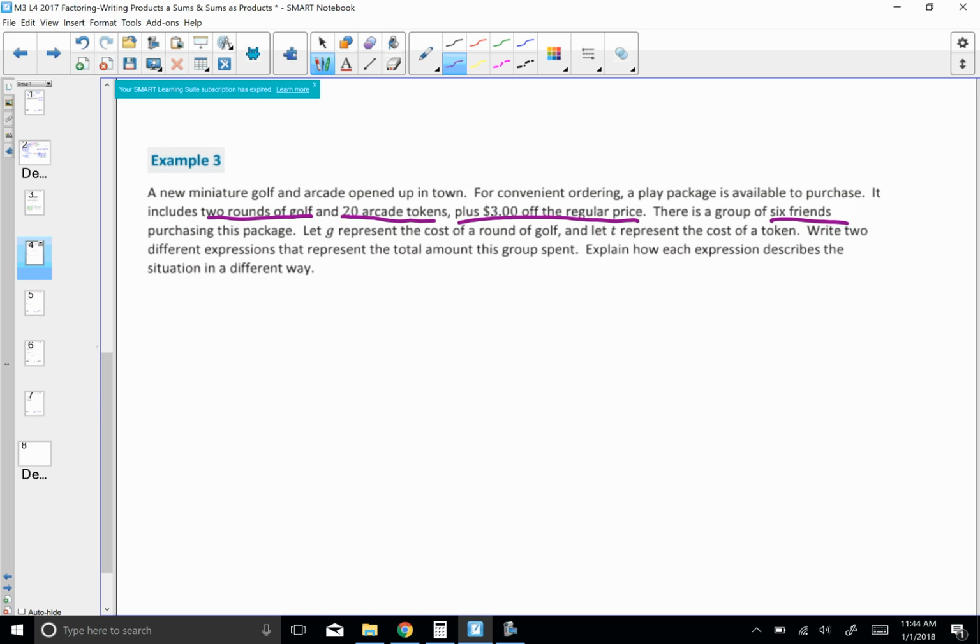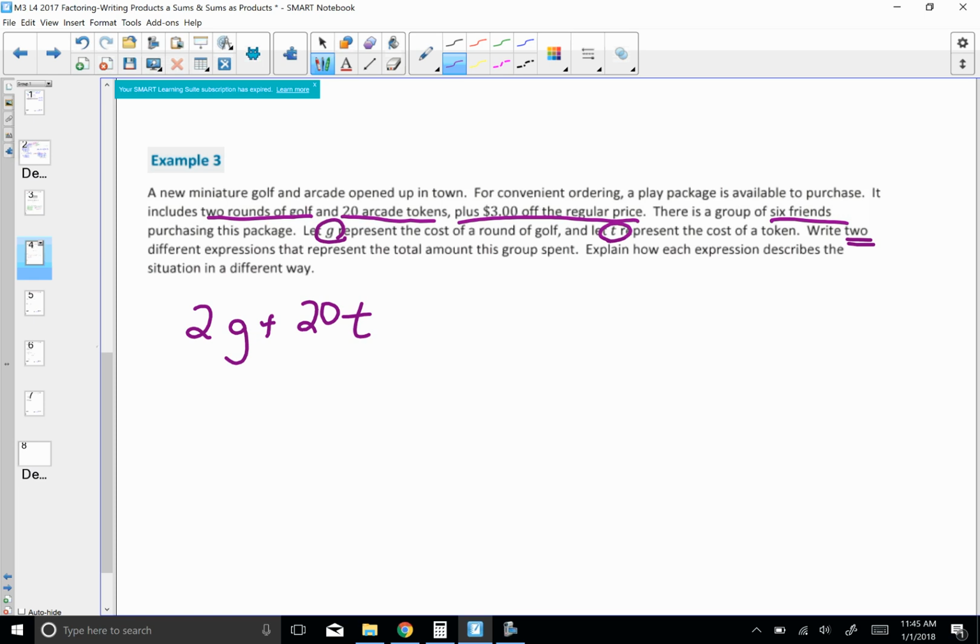So as you can see, as I'm working through this, I'm picking out the important pieces of information. G is going to be the cost of a round of golf, so I have to use the letter G. T is going to represent the cost of a token. And my goal is to write 2 different expressions that represent the total amount this group spent. Okay, so option 1. Let's say, what is a play package? What is that going to look like in the computer? Well, it's 2 rounds of golf. They want me to use G for a round of golf. So I have to pay G 2 times. In addition to that, I have to pay T, the cost of the tokens, 20 times.